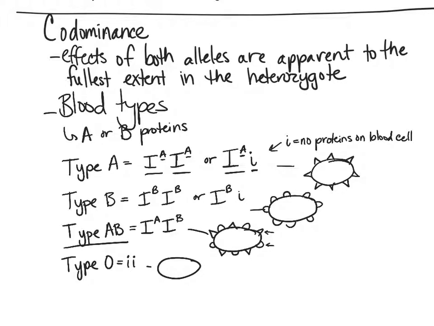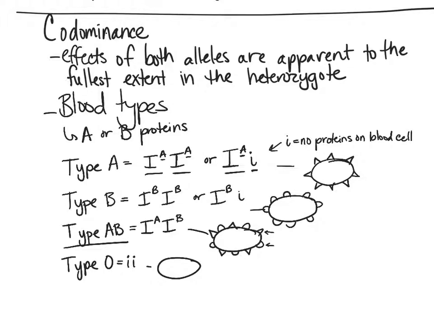Another example that we see are in some flowers. So some flowers will have the white allele, so it will be a white flower, and then it can be crossed with a red flower. And then in that case, what we end up having are blotches of white and red. So this wouldn't be an example of red and white making pink, and instead it would be blotches of white and blotches of red in the flower.